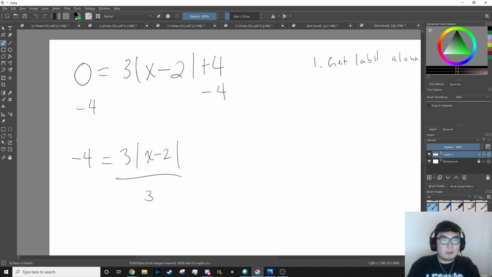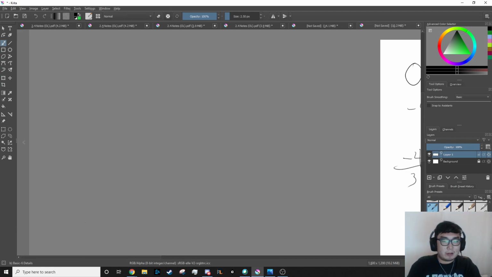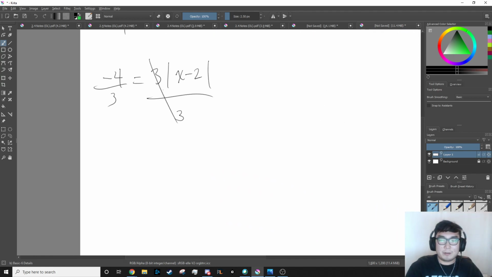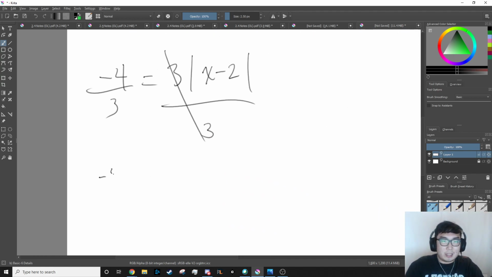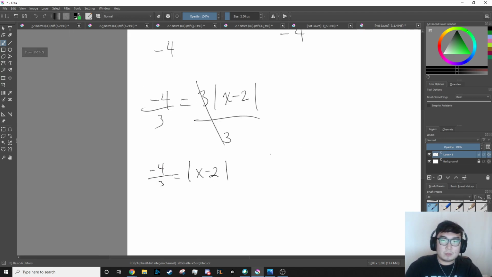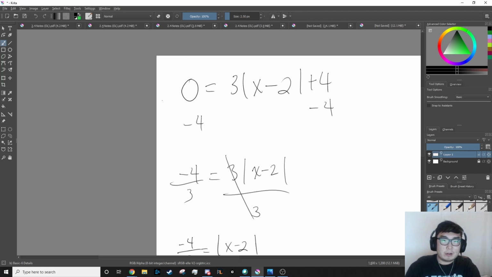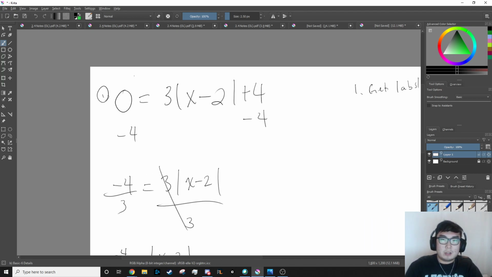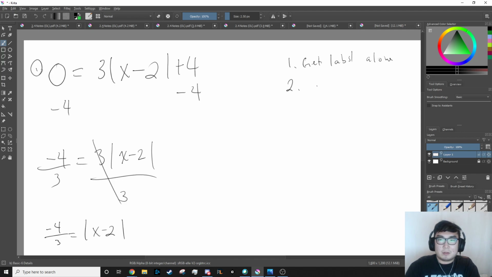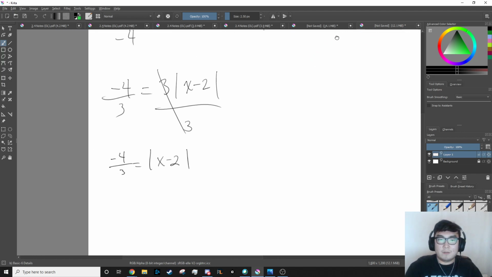Then divided by 3, right? So negative 4 over 3 is equal to absolute value of x minus 2. So that was step 1 right here. Step 2: positive and negative version of the opposite side of the absolute value.